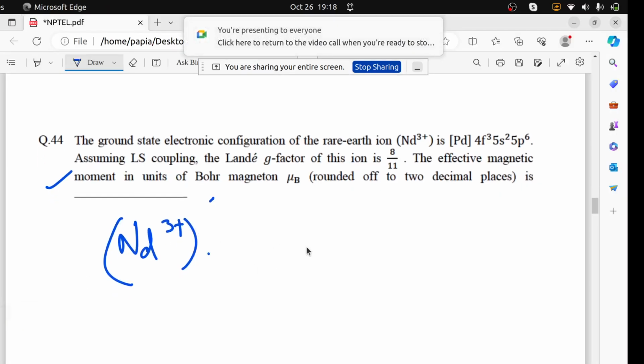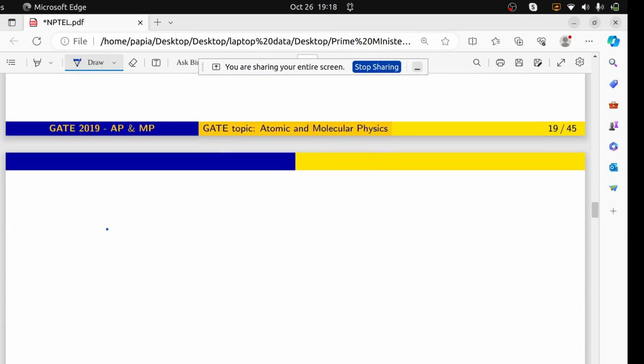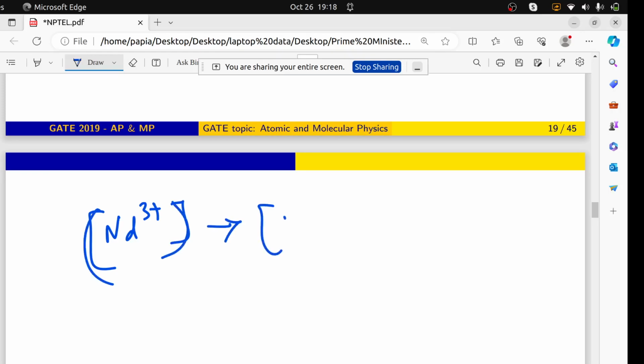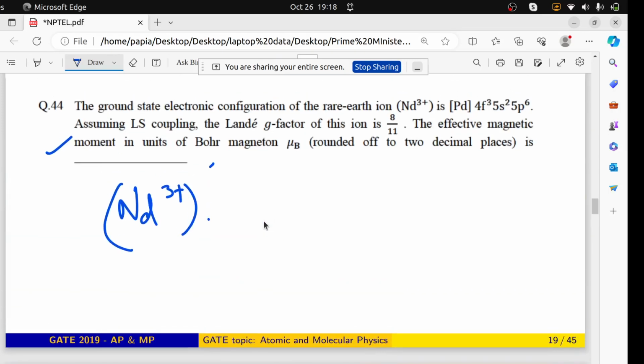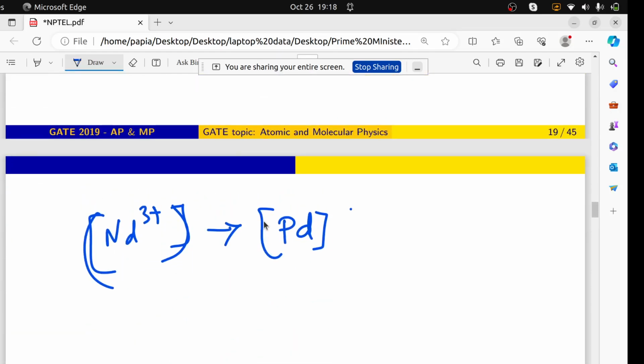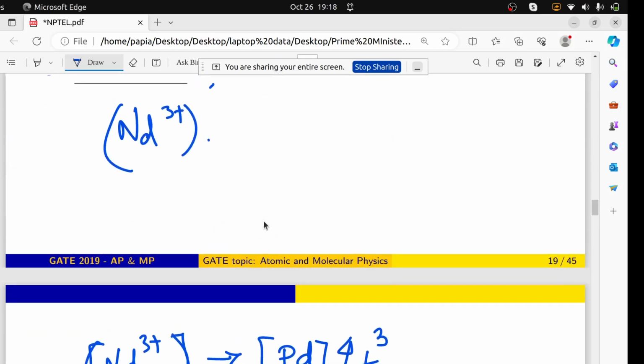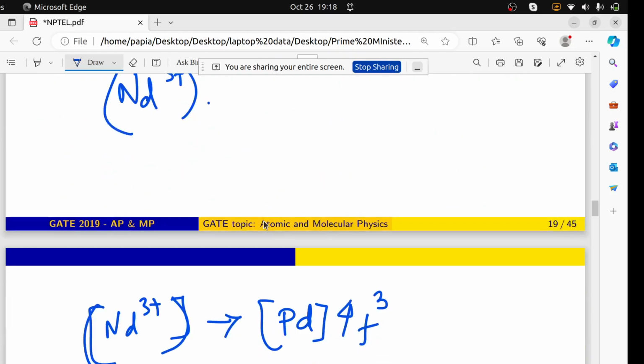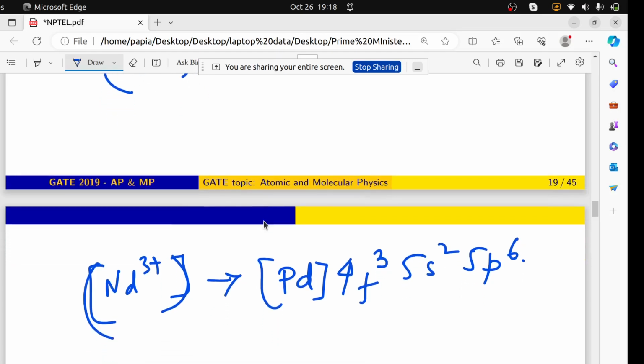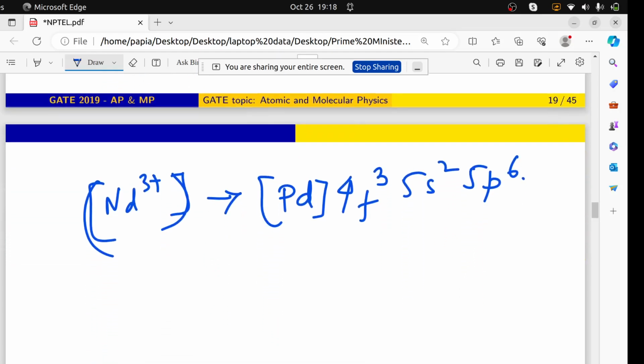So what will be the value of the effective magnetic moment for that case? We will quickly write the electronic configuration given here for Nd3+: Xe, then 4f3, then 5s2 5p6. Now what can we understand from this configuration?